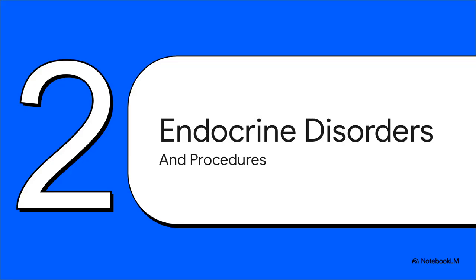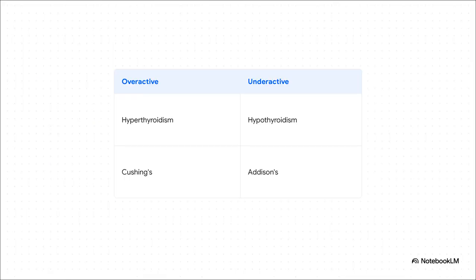Section 2, Endocrine Disorders and Procedures. All right, shifting from normal anatomy to pathology. Just remember that CPC exam multiple choice questions absolutely love testing your ability to differentiate between opposite conditions. Now, what's really interesting about this slide is how overactive versus underactive disorders completely flip the clinical severity and, by extension, your resulting ICD-10 CM code.